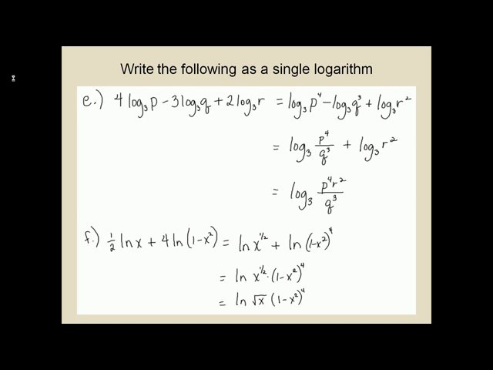Final step, I can rewrite that fraction power as a radical, so that's the ln of the square root of x times 1 minus x squared to the 4th power. Again, we're taking these fraction powers and writing them back in radical form when we write them back as a single logarithm.